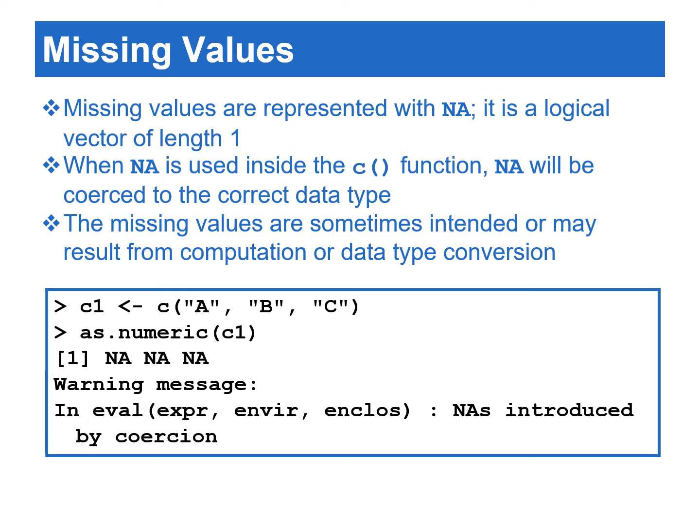The missing values are sometimes intended, or may result from computation or data type conversion. For example, C1 is a character vector. When we use the as.numeric function to convert C1 to a numeric vector, it will return a vector of missing values.